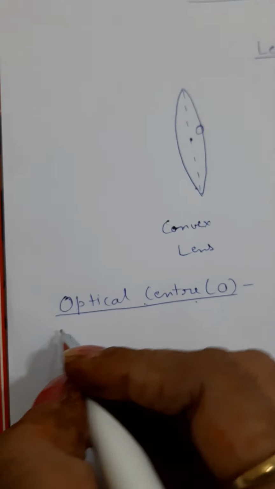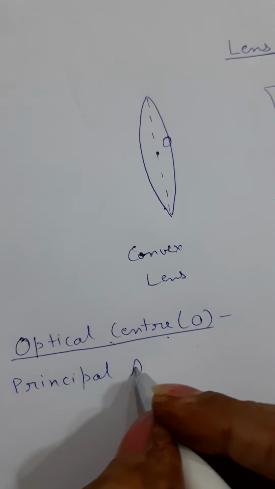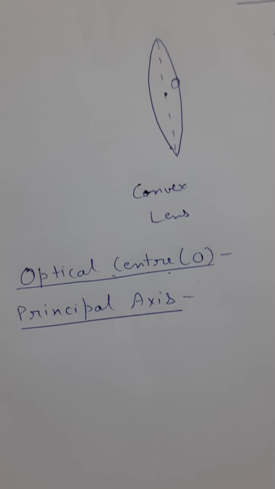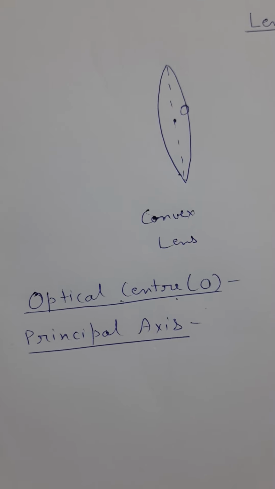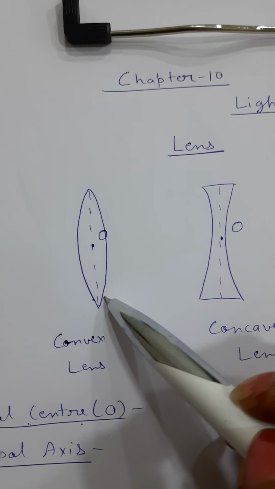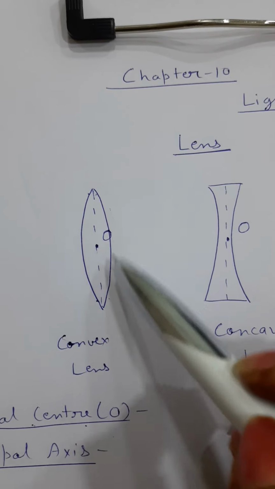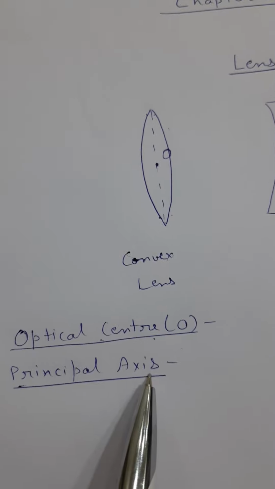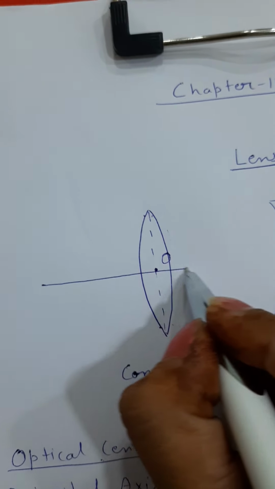The other term is principal axis. We have already discussed this term in mirrors. What is the definition for a mirror? A line which joins the pole to its center of curvature. But here we have two curved surfaces, which means two centers. One is because of this surface and one because of this. So the line which joins both centers of curvature is called the principal axis. It will be this one.